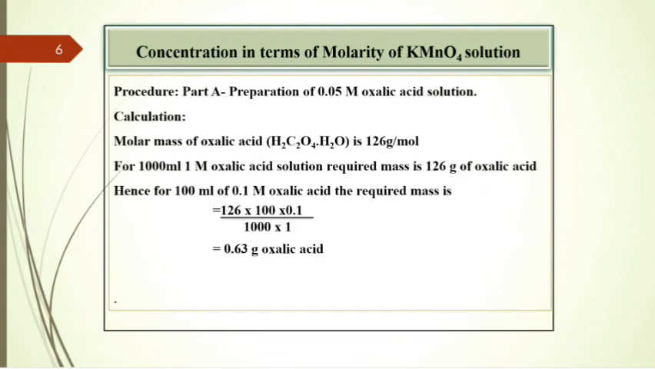Calculation: molar mass of oxalic acid is 126 gram per mole. For 1000 ml of 1 molar oxalic acid solution, the required mass is 126 gram of oxalic acid. Hence, for 100 ml of 0.05 molar oxalic acid, the required mass is 126 into 100 into 0.05 divided by 1000 into 1. Answer is 0.63 gram of oxalic acid.